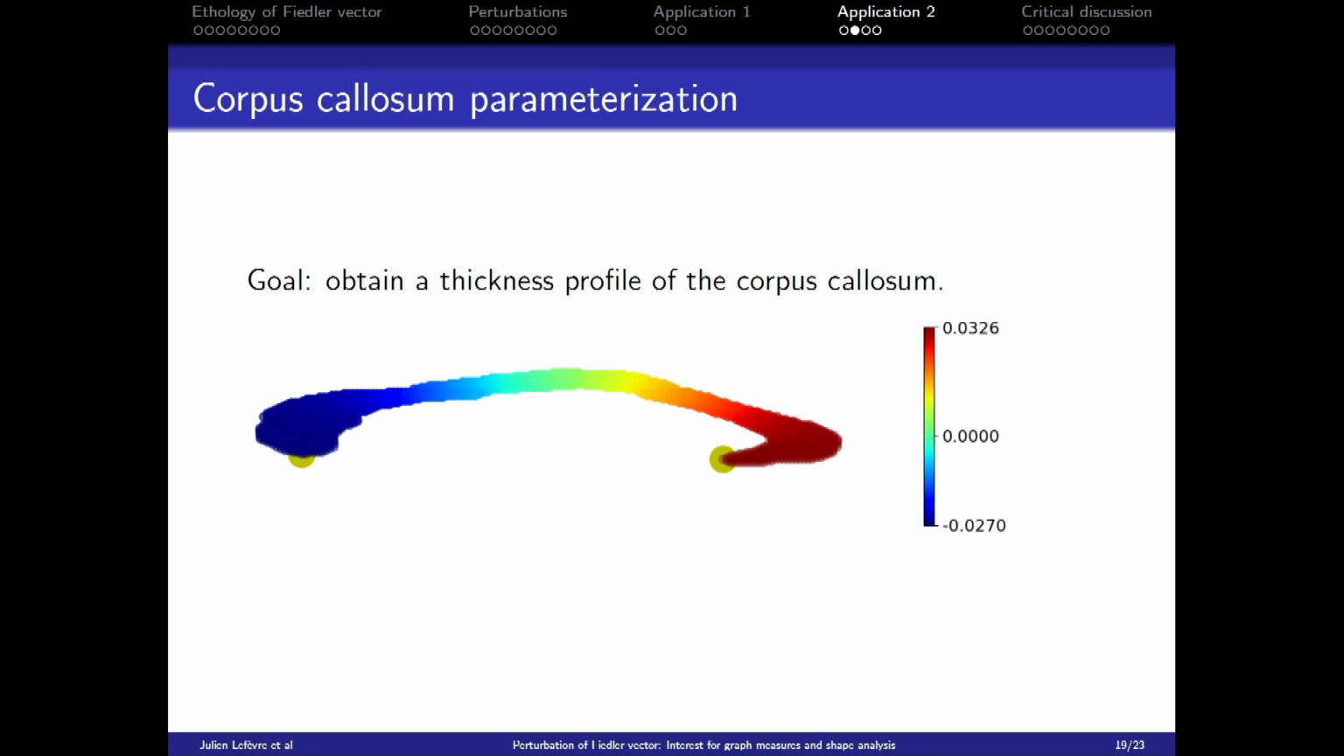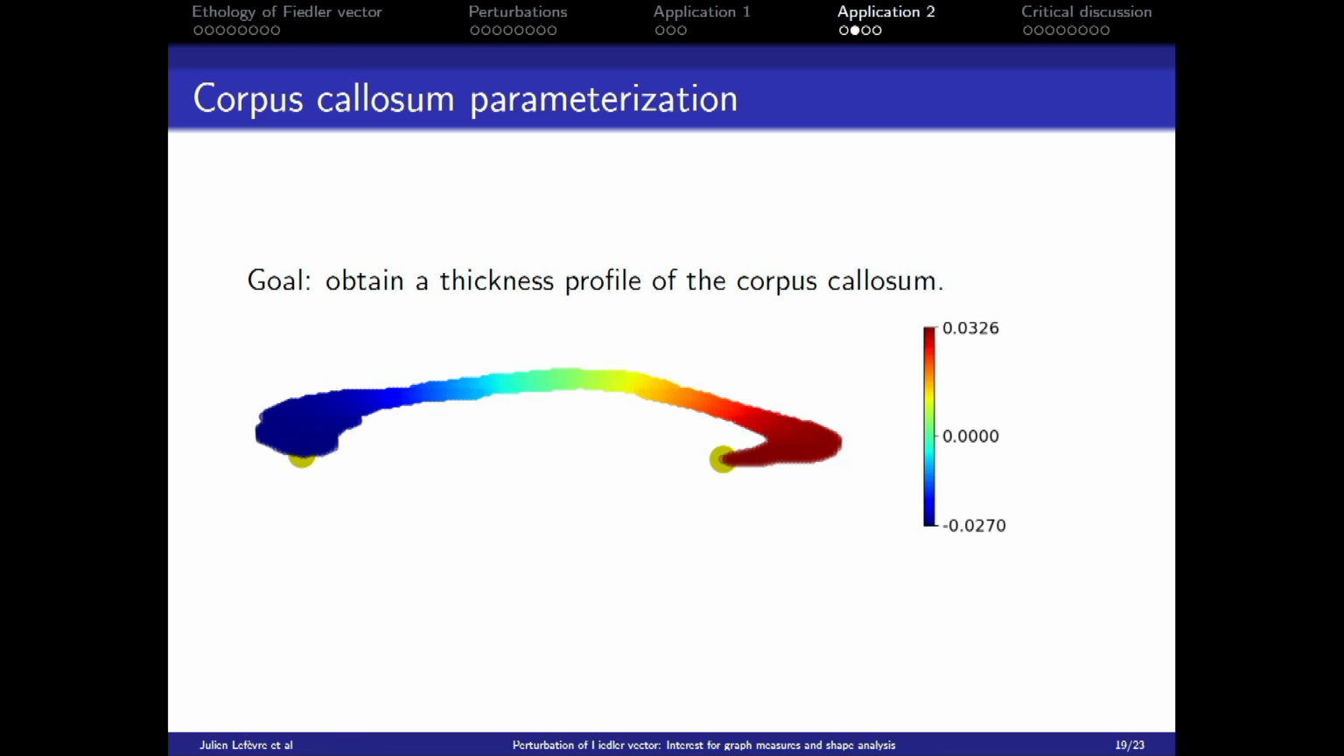So we consider here corpus callosum shapes. This is a structure in the middle of the brain where white matter fibers joining the two hemispheres of the brain are passing through. This structure is interesting in different pathologies because the shape is affected. For my colleagues, it was important to determine the thickness of this shape, so to have a thickness profile going from one extremity to the other.